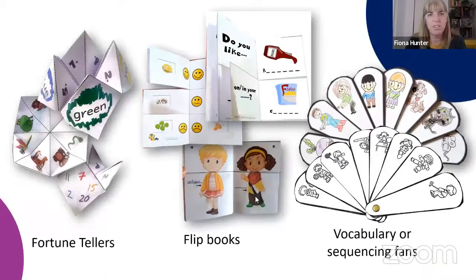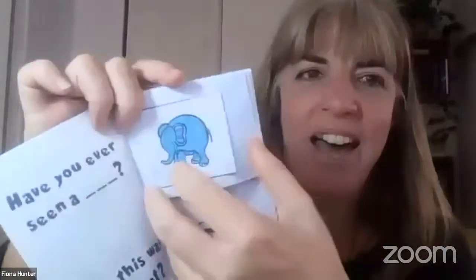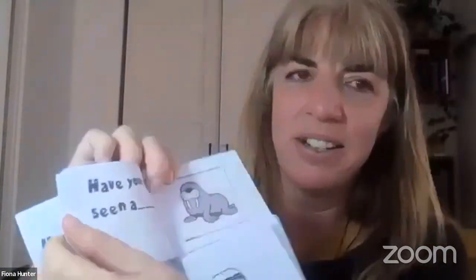Okay, so before we go on to drama, the last one, thanks for bearing with me. So let's see. Yeah, there's another example of a flip book. This was one I made up for a song. I was adapting songs. This is a song I adapted with animals and actions.